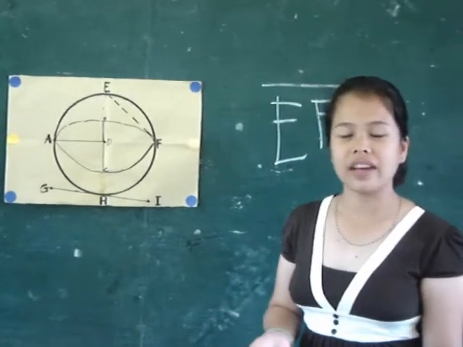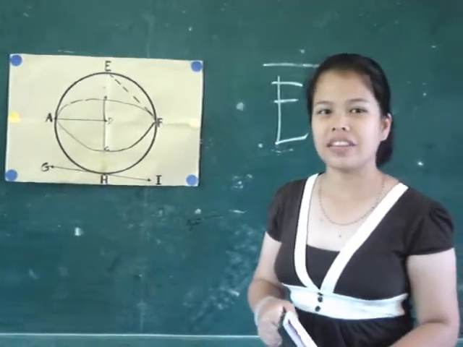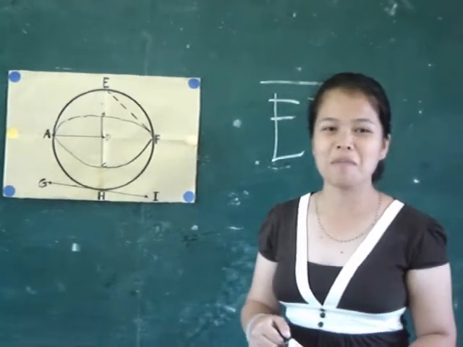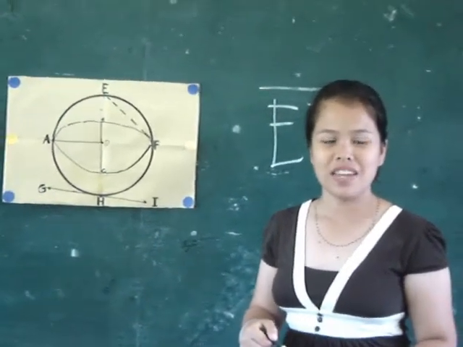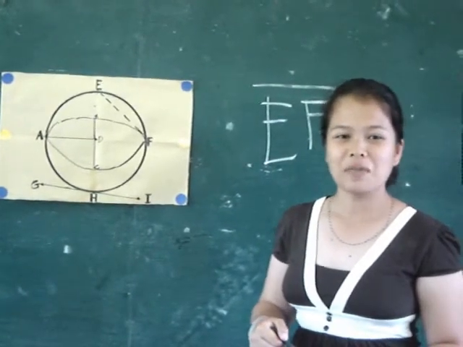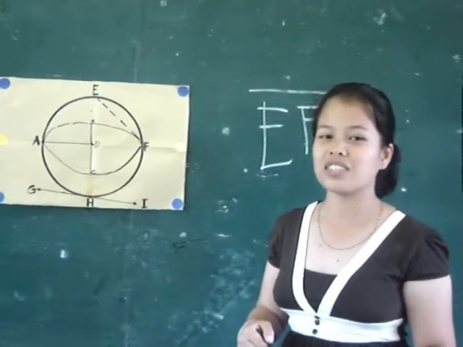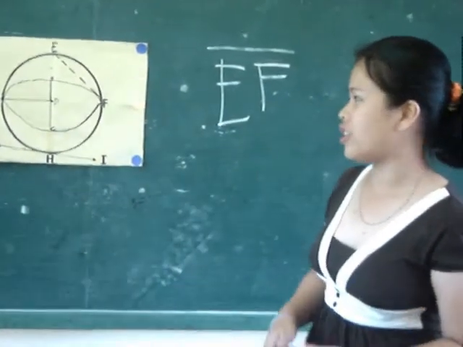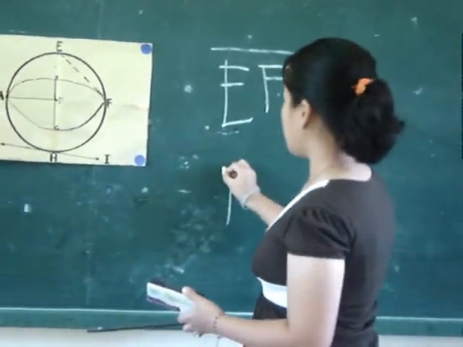Who can define the diameter? Diameter is a segment that contains the center and whose endpoints are points on the sphere. It is also a line segment from the sphere that passes through its center. The example of diameter in this illustration is the line segment BC.